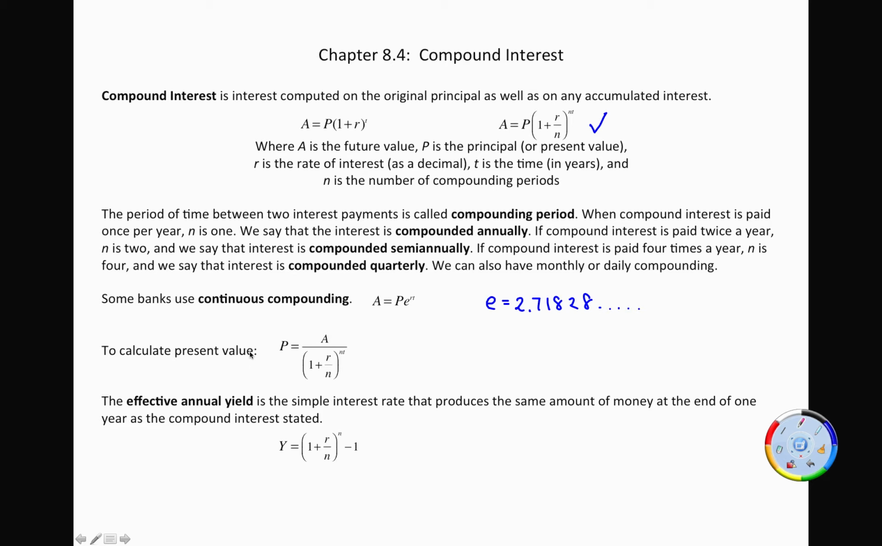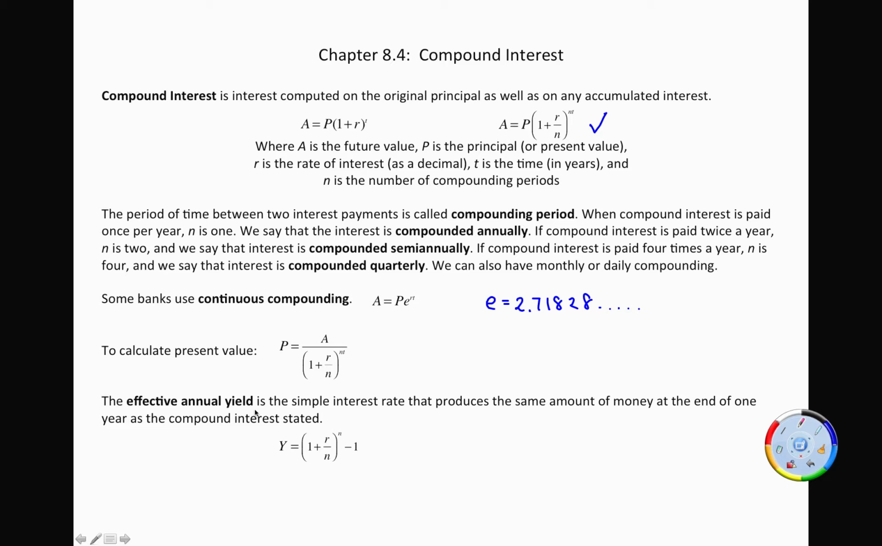Now, suppose we wanted to calculate the present value. In other words, let's say I want to have $10,000 in 5 years. Well, what's the present value of that? What should I put in the bank right now, drawing this interest so that I have $10,000 in 5 years? Notice it's simply this formula right here, solved for P, right? Use your algebra and divide by this quantity that's being multiplied by P to get P by itself, and you have the formula for present value.